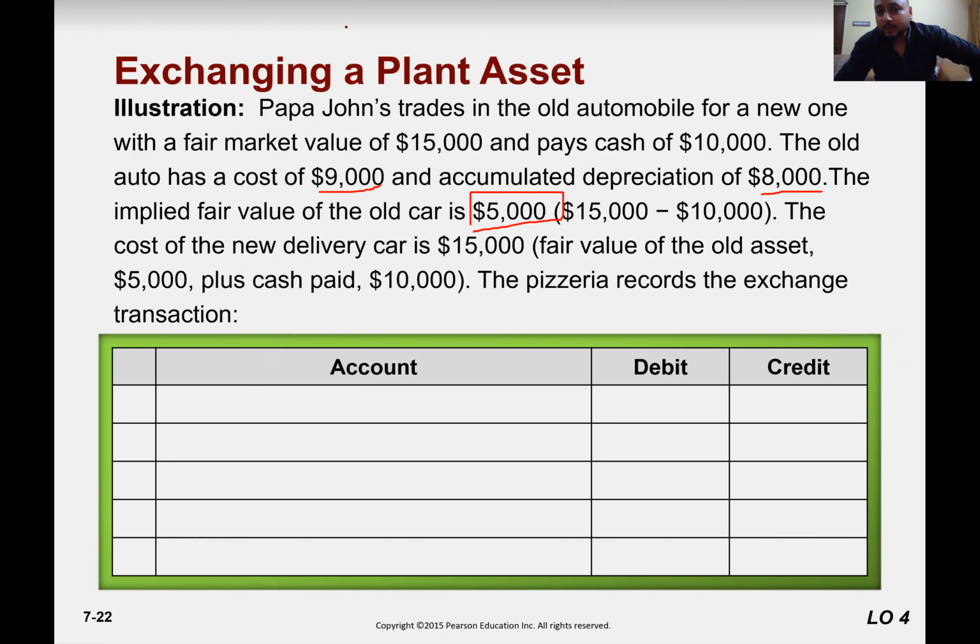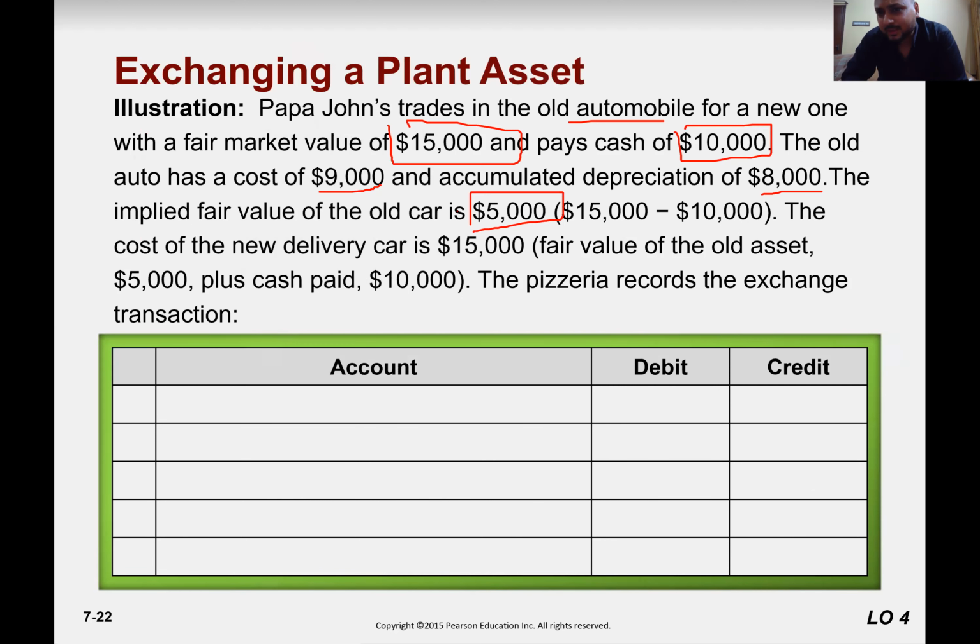Because if you go to the market and buy a new car, it's going to cost you 15,000. You hand over the old automobile and pay an extra 10,000. You receive the new automobile, right? So that's why 5,000 is here. It means you sold the car in exchange for 5,000. You add that 5,000 to your 10,000, so it's like you purchased the car for 15,000.